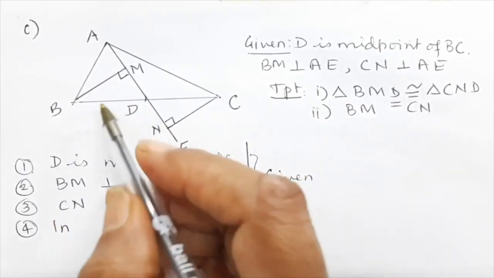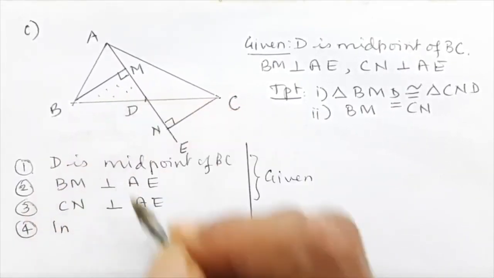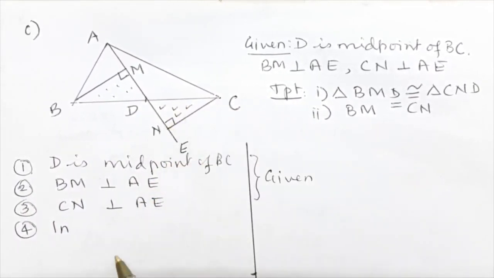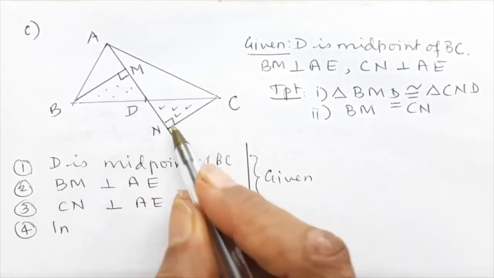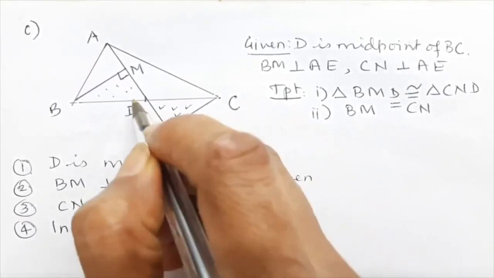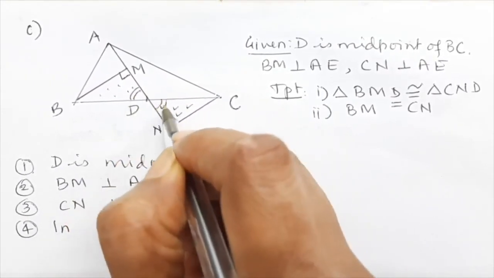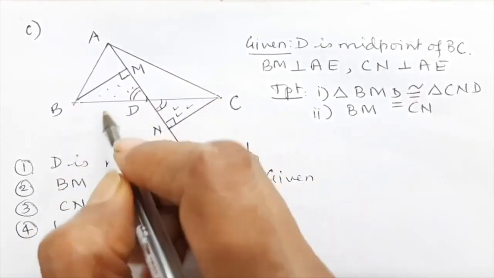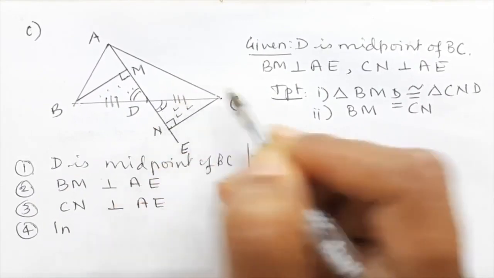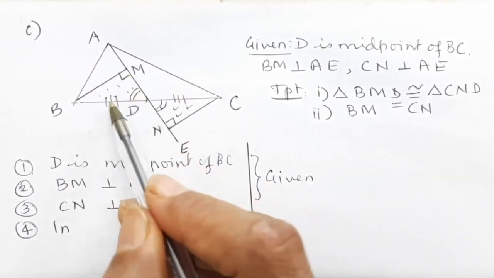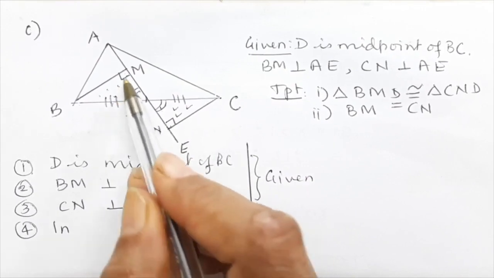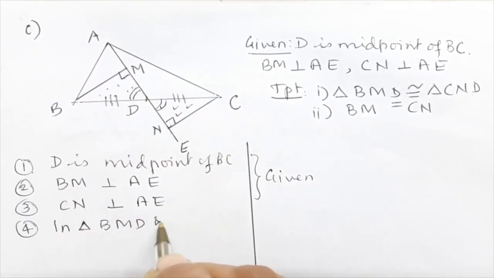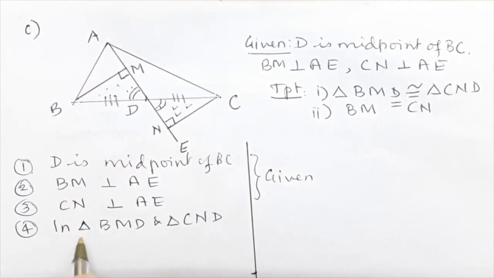Statement number 4, we take triangle BMD, which I will show with the dot, and triangle CND, which will be shown with the tick mark here, and you will see that this is 90 and this is 90 in these two triangles, and then we will have these two angles which are vertically opposite, and D is the midpoint of BC, so this is equal to this. So it is your AAS, or you can write it as SAA. So let us write in triangle BMD and triangle CND.